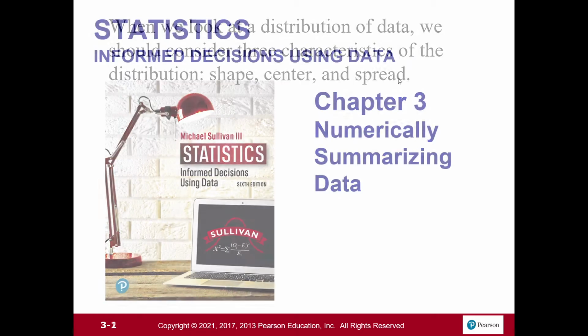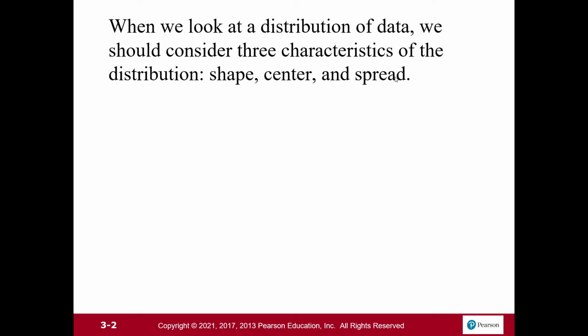Alright, so in the first part of this chapter, we're going to be looking at distributions of data, and we want to think about what the data looks like, the characteristics of the data. And we call these things the shape, the center, and the spread.